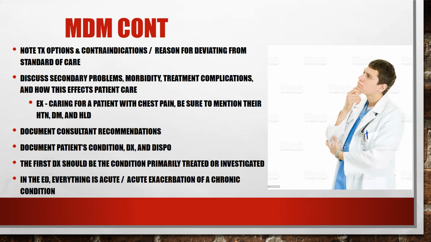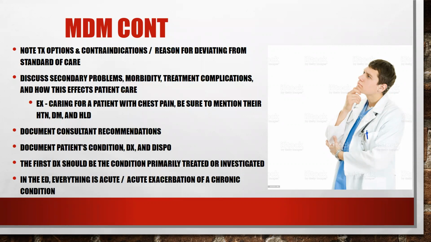You also want to talk about secondary problems, different things that would increase your patient's morbidity or any treatment complications, and discuss how this has affected the patient's care. Right. So for example, if I'm taking care of a patient with chest pain, I want to be very clear that I'm taking care of a 65-year-old with diabetes, hypertension, and hyperlipidemia. That increases the risk of this case. If you talk to any consultants, you want to discuss here what the consultants recommended. And then always be sure to document the patient's condition, diagnosis, and disposition.